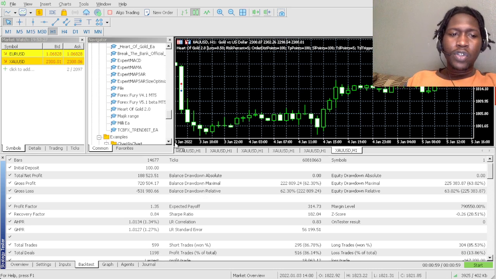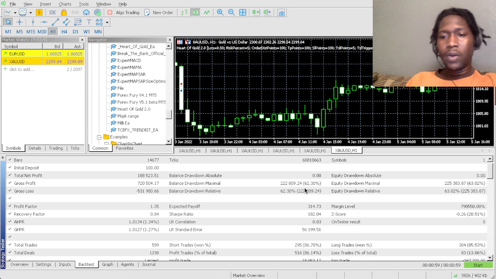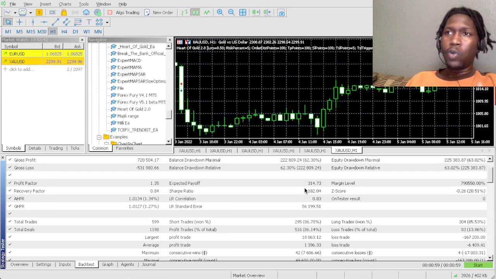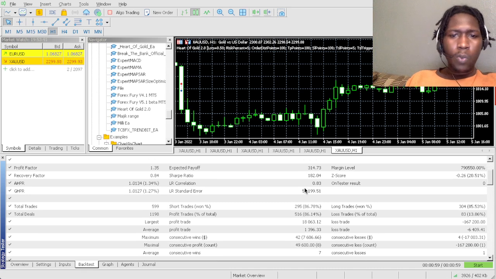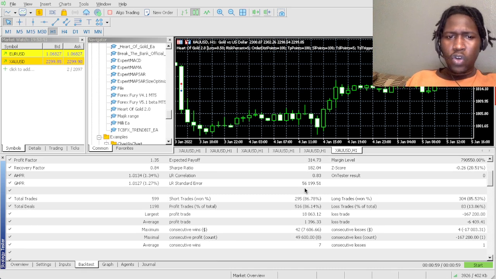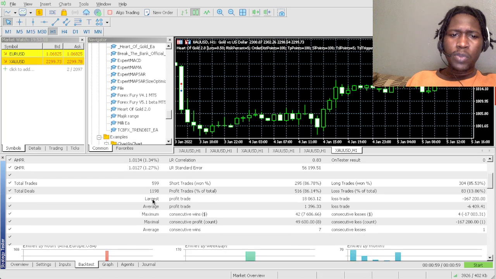If you scroll down, as you can see, we have an initial deposit of 100, and a total net profit of $188,523, guys. Max drawdown of 62%. It's a little on the higher side, but hey, we only started off with $100, man. Our profit target is 1.3. And if you scroll down, you can see the total number of trades we took was 599.